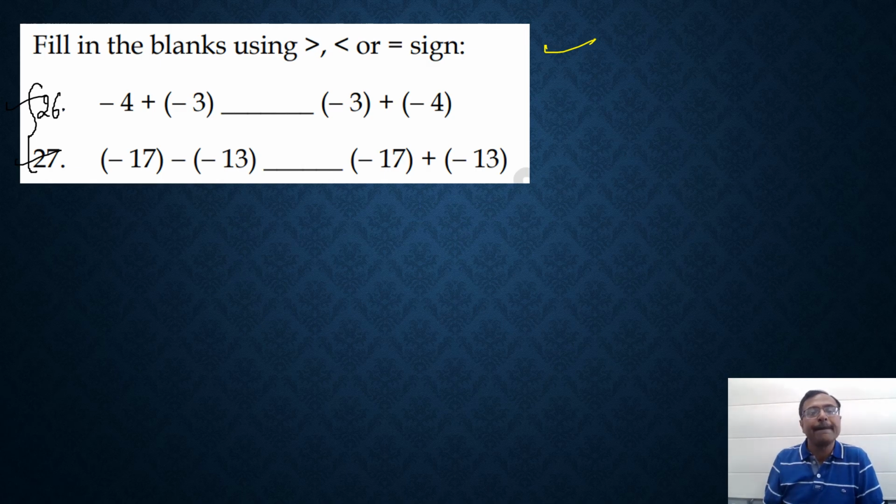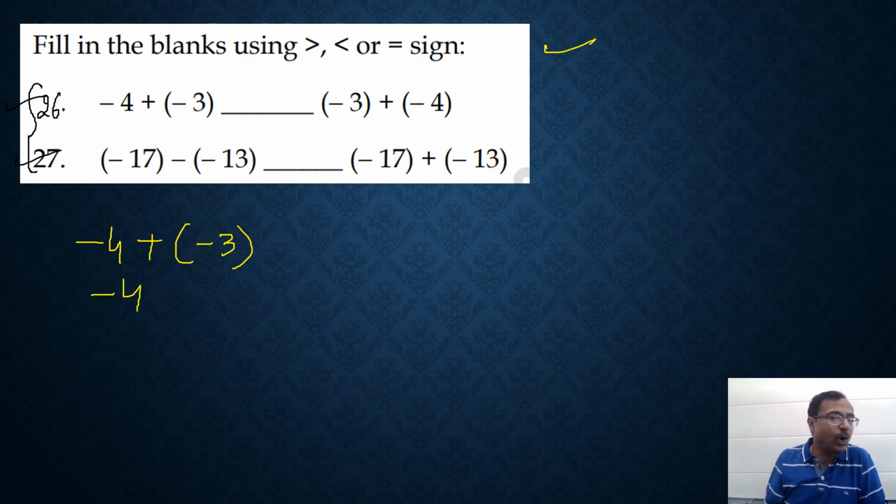Okay. So -4 plus -3. I already told you that -4 plus minus, two signs together, so opposite signs, they group into a negative sign. And so -4 and -3 is going to give you -7.